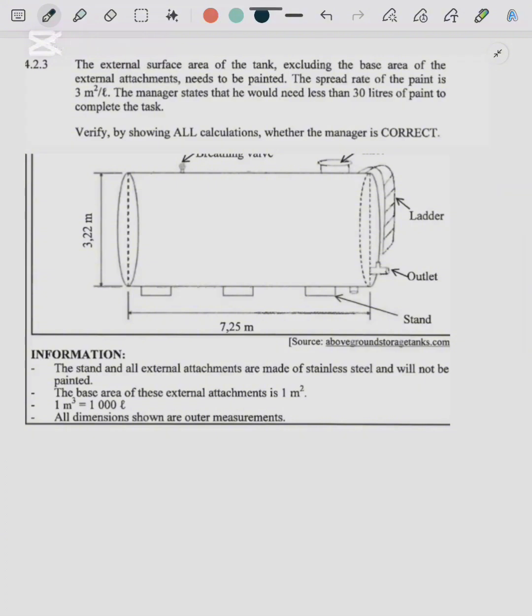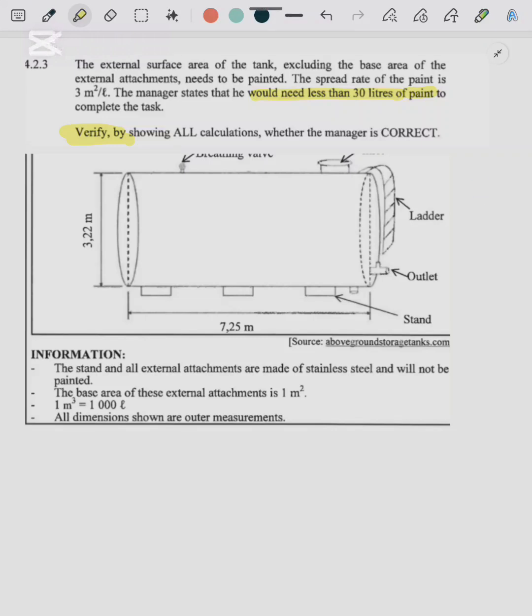Alright, 4.2.3. The external surface area of a tank, excluding the base and the external attachments, needs to be painted. The spread rate of the paint is 3 meters squared per litre. The manager states that he would need less than 30 litres of paint to complete the task. Verify, showing all calculations, whether or not he is correct. And we know when we see verify, we need to give a statement to say, will they need less than 30 litres of paint?